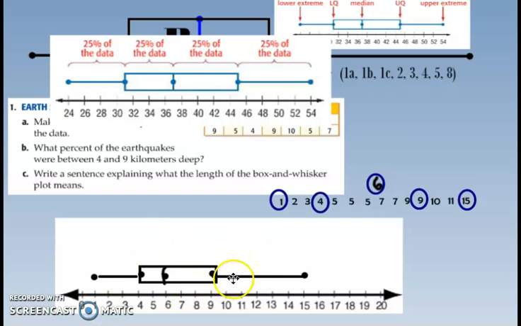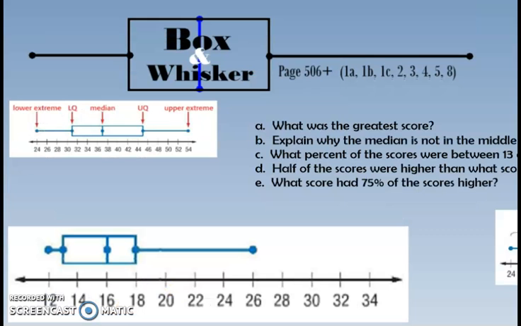So in problems number, I think it's 3, 4, and 5, you'll be making box and whisker plots. And so you'll do it just like this. Don't forget to write out a number line, plot the 5 number series above the number line, create a box with the 3 plots in the middle and the whiskers off to the side, and don't forget to mark your median. Okay, moving on to the next.